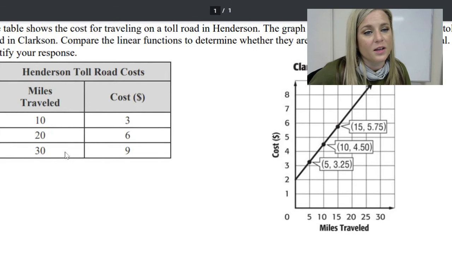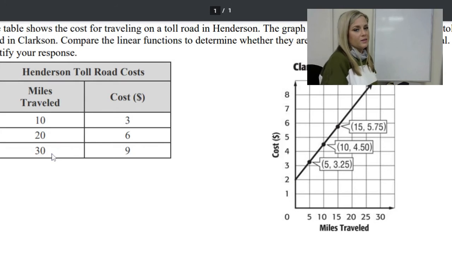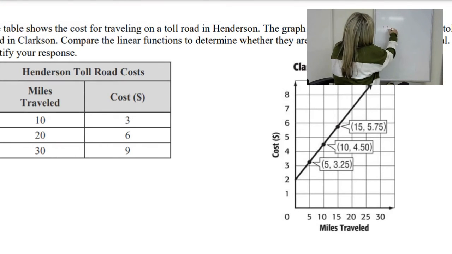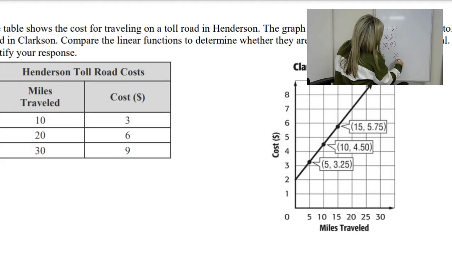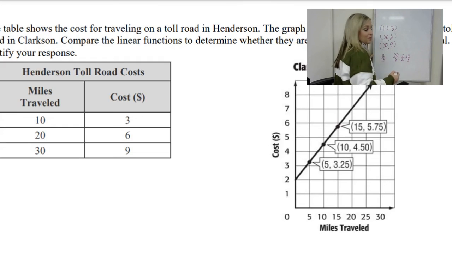If we look at this, this is x and y, 10 and 3, and 20 and 6, and 30 and 9. 10 over 3 is as reduced as it will get. Let's check out 20 over 6. I can divide both of them by 2, and I get 10 over 3. So it's looking good.